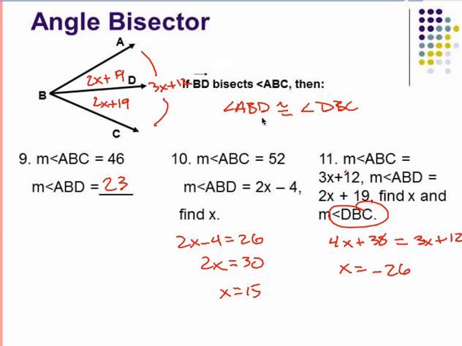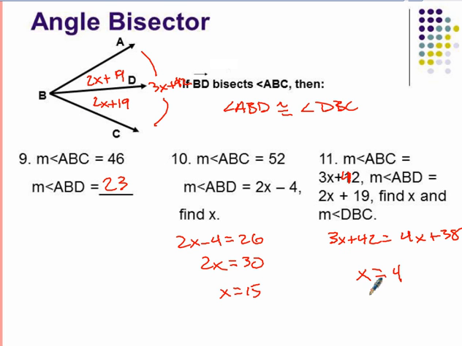Let's just look at it. Just suppose with me, that this were 42. If this were 42, okay, then we would have 3x plus 42 equals 4x plus 38, and we would have x equals 4. Then, for me to solve for DBC, we did this earlier, all I would do is take that 4 and plug it in right here. 2 times 4 is 8, and 8 plus 19, DBC, 8 plus 19 is 27. So if this were 42 like it were supposed to be, that would be 27.